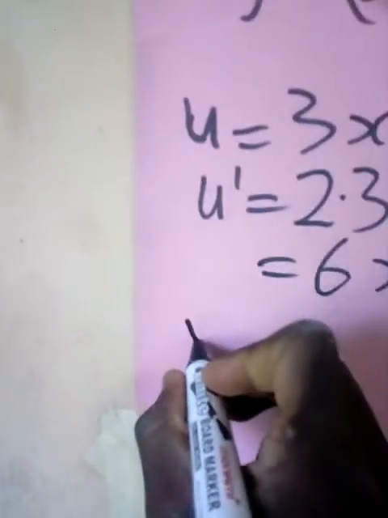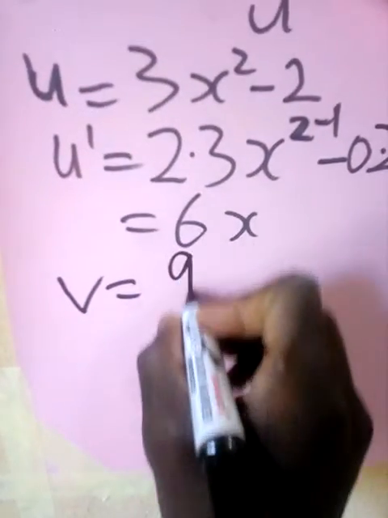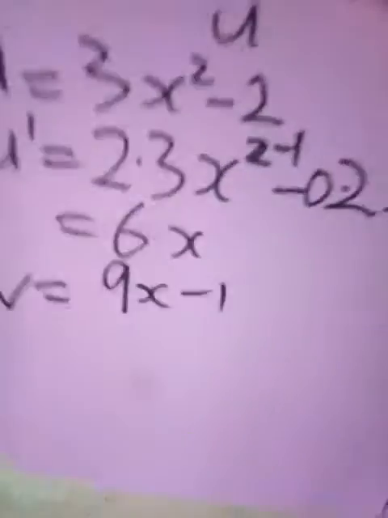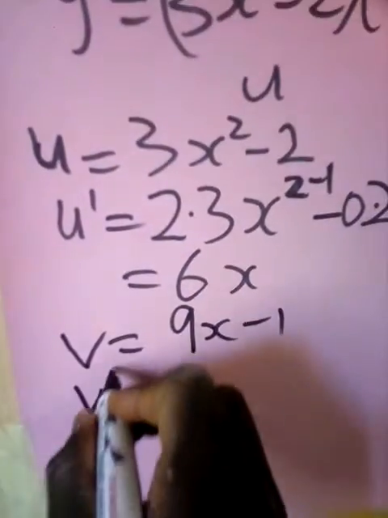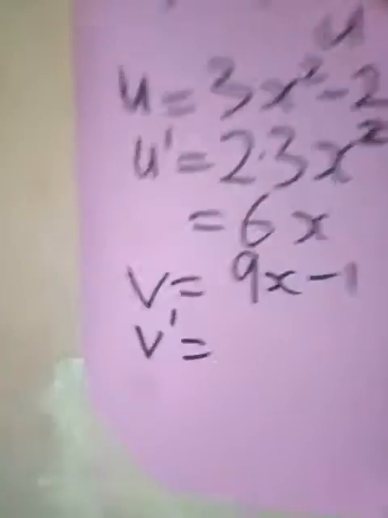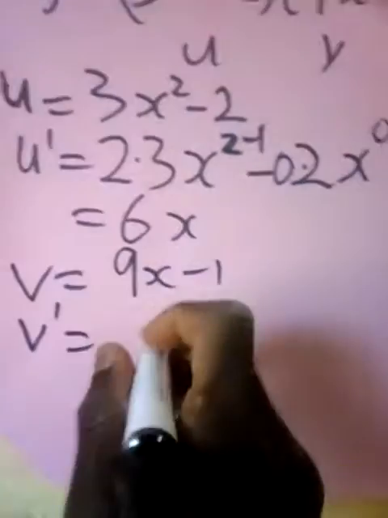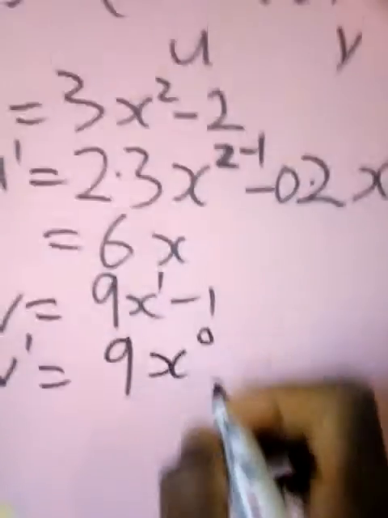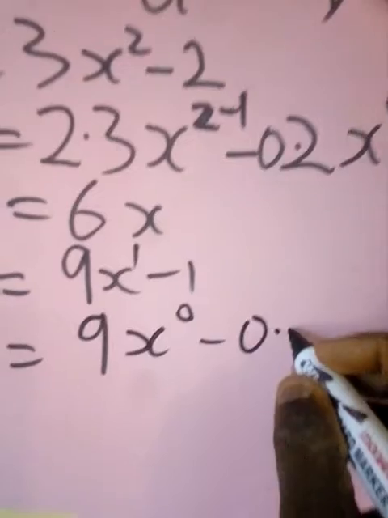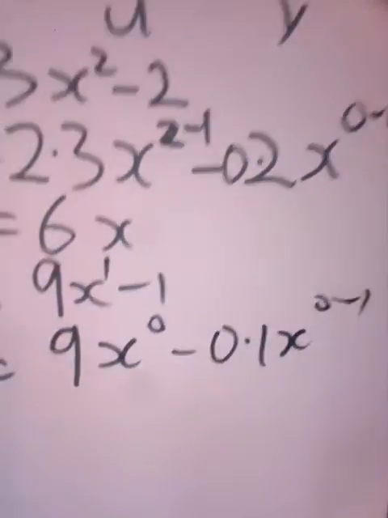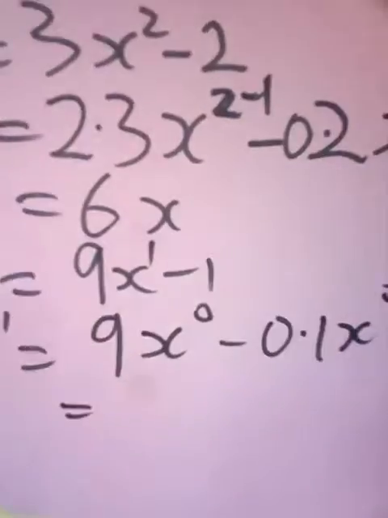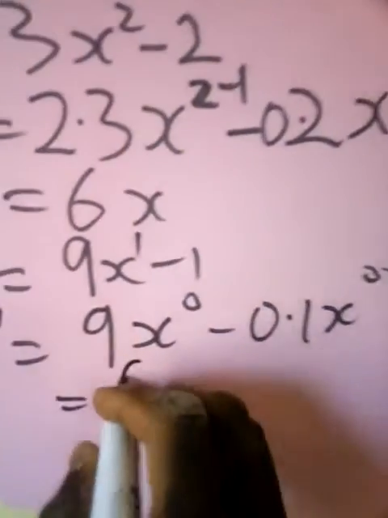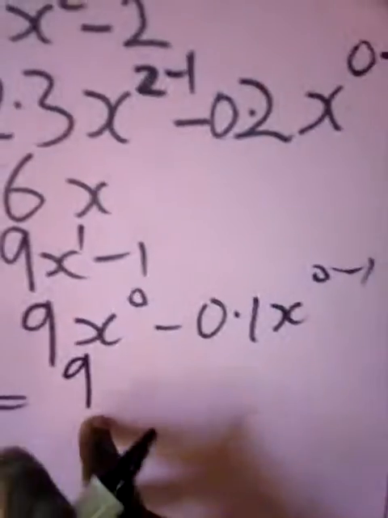Then my v is equal to 9x minus 1. Then dv/dx, that's my v prime, would be, if I differentiate 9x, the power here is 1, so 1 comes down, 1 times 9, 9, power goes up minus 1, 1 minus 1, 0, giving me x raised to power 0, which is 1. The constant 1 differentiates to 0, so v prime is 9.